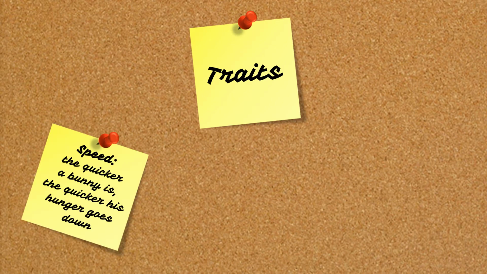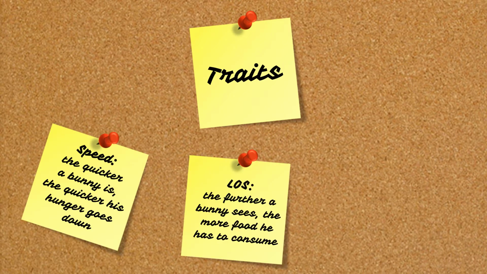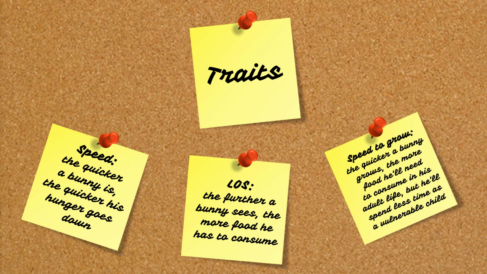Speed. The quicker a bunny is, the quicker his food goes down. Line of sight. The larger his line of sight, the quicker his hunger will go down, but he'll see farther away because he has a larger line of sight. And to finish it all, speed to grow up. The quicker a bunny grows, the quicker his hunger will drop in his adulthood, but he'll spend less time as a vulnerable kid.